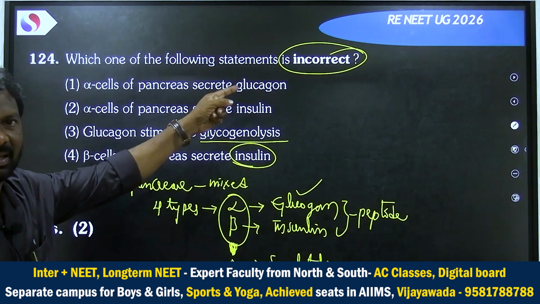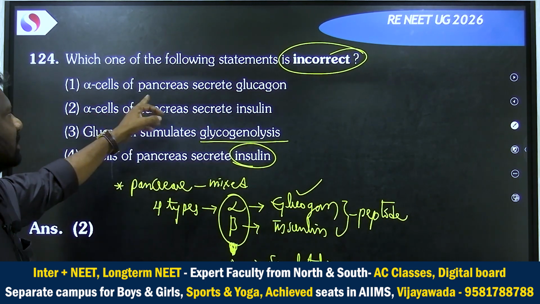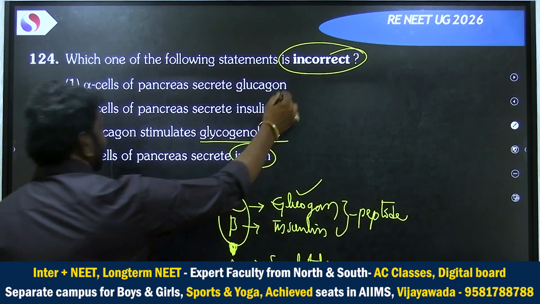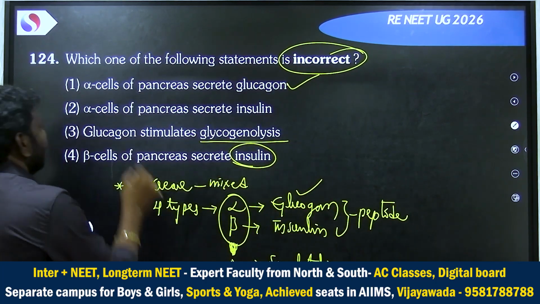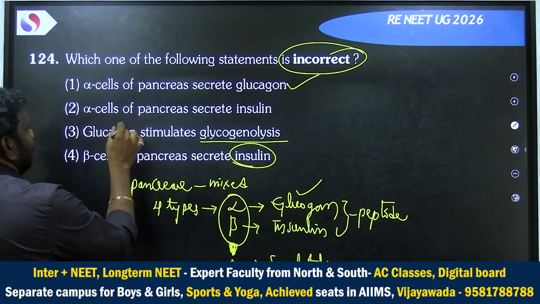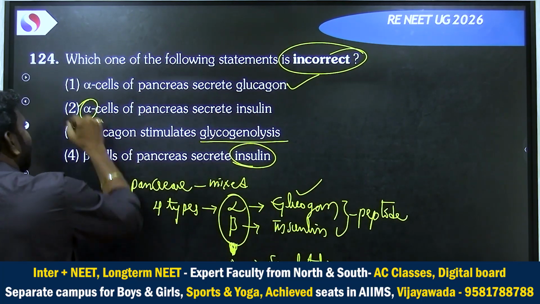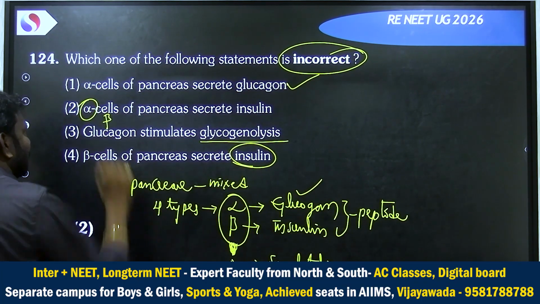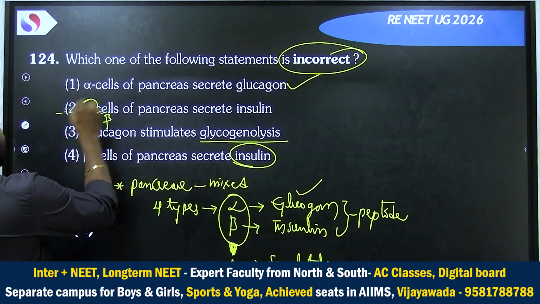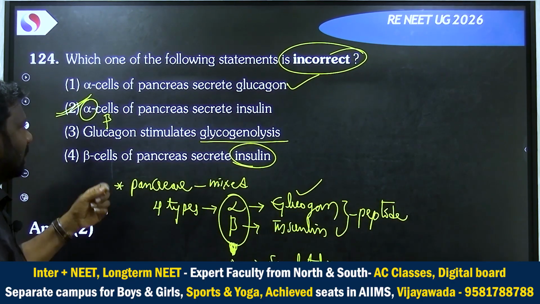So they are asking the incorrect statement. Alpha cells of pancreas secrete glucagon. Statement true only. Alpha cells of pancreas secrete insulin. So this is not alpha cells. These are the beta cells. So that's why the second option is the incorrect one.